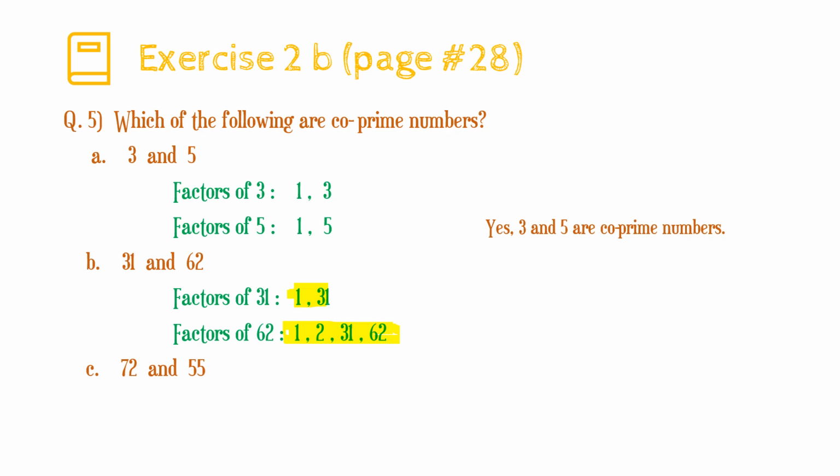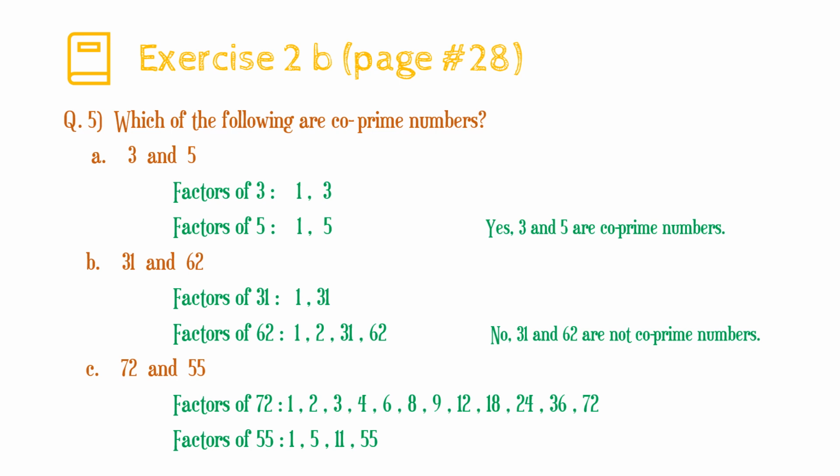But we have to see the co-prime numbers here, so we will see their common factors. 31 and 62 have 1 as their common factor and also 31 as their common factor. So they have 2 common factors. So is it a co-prime pair then? No, these are not co-prime numbers because they also have 31 as a common factor. Now let's do the last part and write factors first.